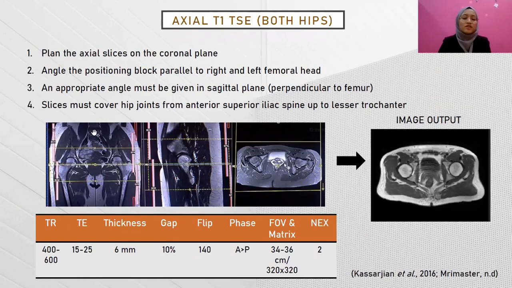Plan the axial slice on the coronal plane. Angle the positioning block parallel to the right and left femoral head. An appropriate angle must be given in the sagittal plane so that it is perpendicular to the femur. The slice must cover hip joints from anterior superior iliac spine up to the lesser trochanter. The scanning parameters are TR 400 to 600, TE 15 to 25, thickness 6 mm, gap 10%, flip 140, phase anterior to posterior, FOV 34 to 36 cm, matrix 320 times 320, and NEX of 2.